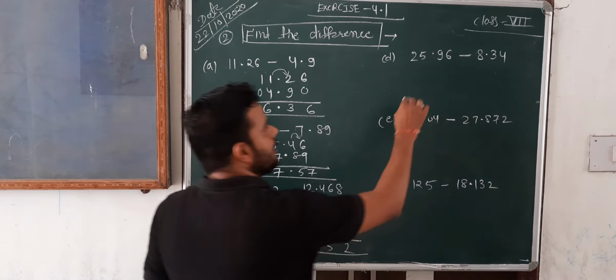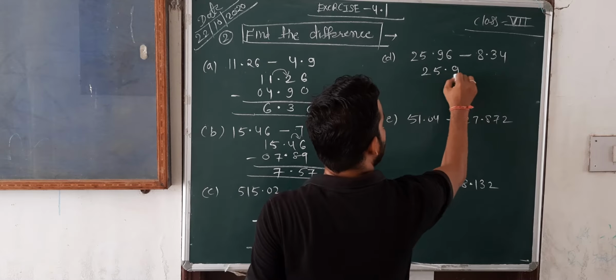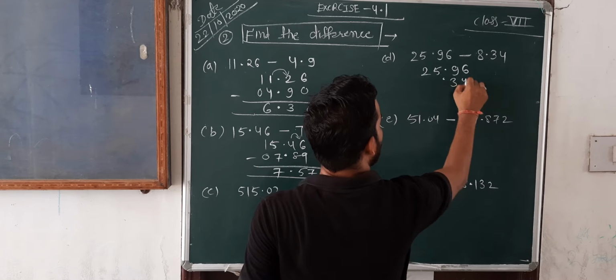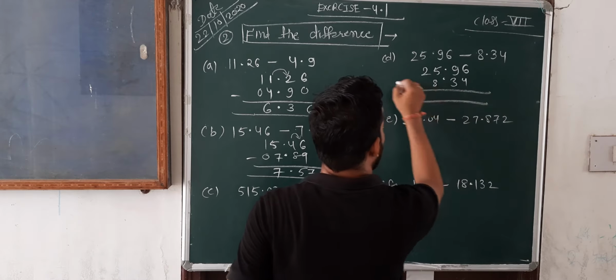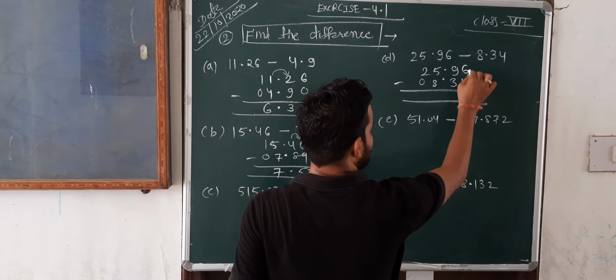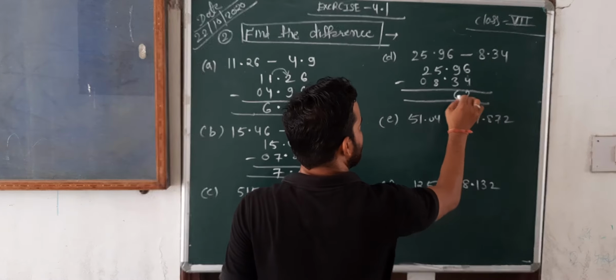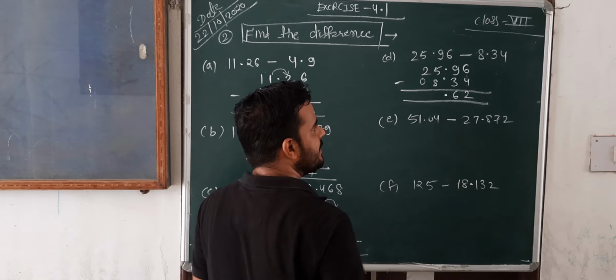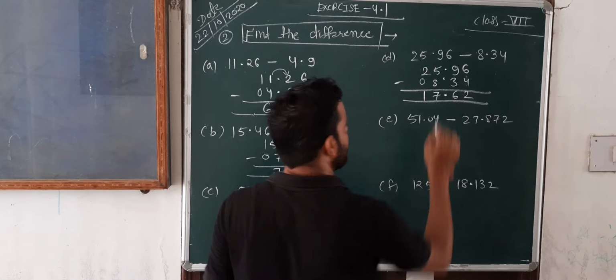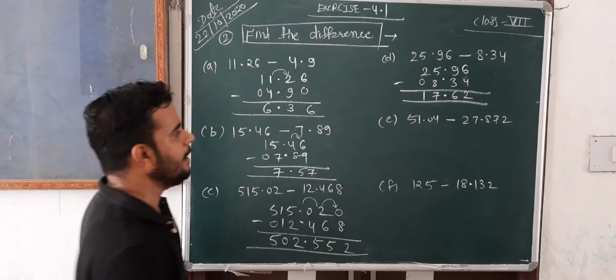Okay, so next, 25.96, 0.34 and 8. Subtract again both of these. 6 minus 4 then 2. 9 minus 3 then 6. 15 minus 8 then 7, and afterwards 1. Okay, so this is the way.